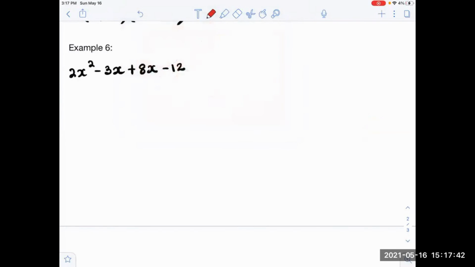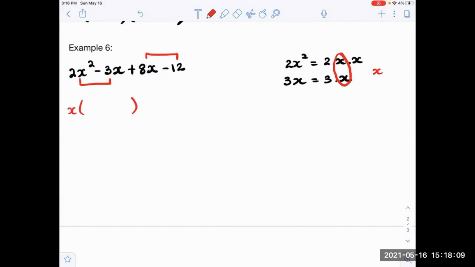So I have to group the terms in pairs for example 6. And I start off with 2x squared, which is simply 2 by x by x. 3x is the product of 3 by x. x is common. x is a common factor. x goes outside of my bracket. 2 by x and 3. I am bringing down my signs. Here must be plus.